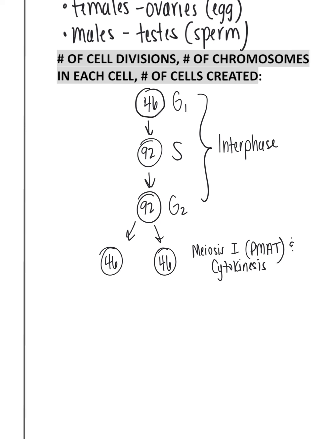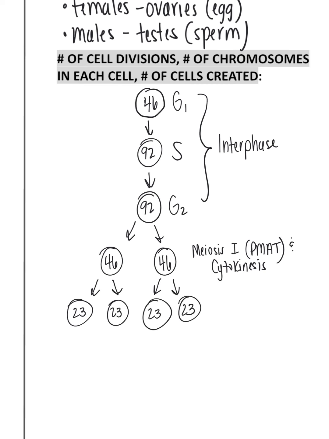Then it's going to do it again. It's going to go through this other round of cell division. So those cells are going to go from 1 cell to 2 cells as well. This time, though, notice that we are going to end up with 4 cells of 23 chromosomes. So we call this meiosis 2 for the second round. Again, it's going to go through prophase, metaphase, anaphase, and telophase, which is PMAT. And cytokinesis is going to finish off that process.